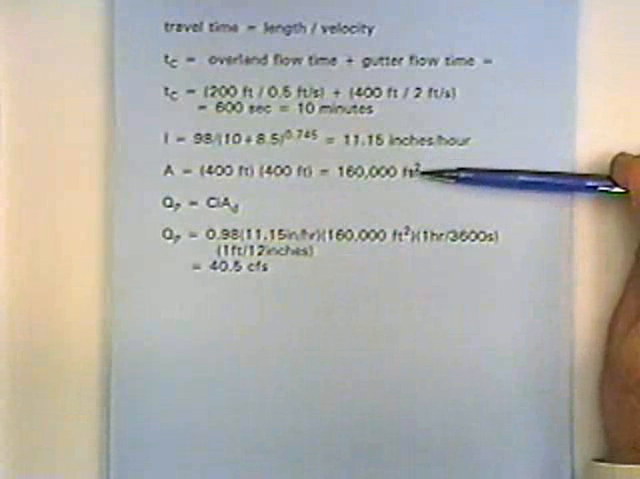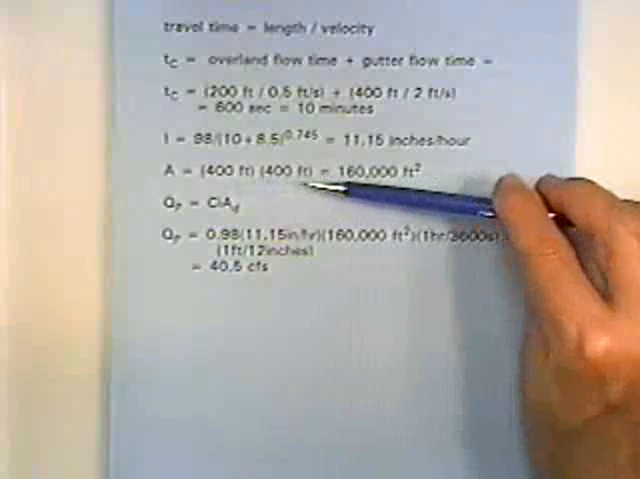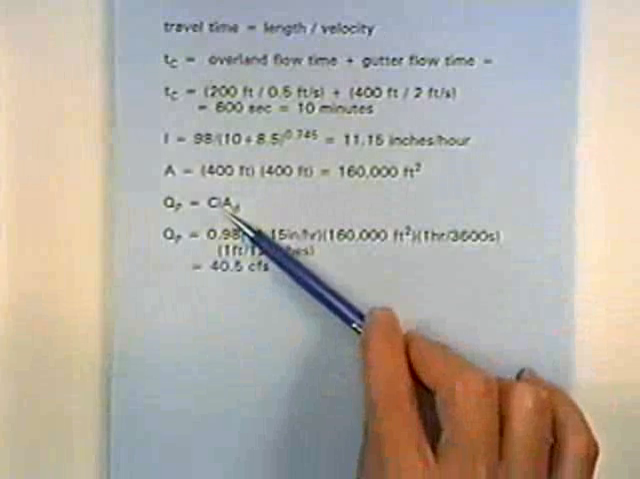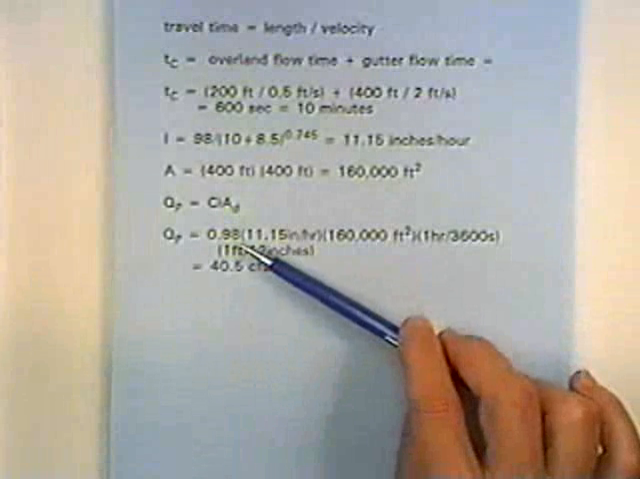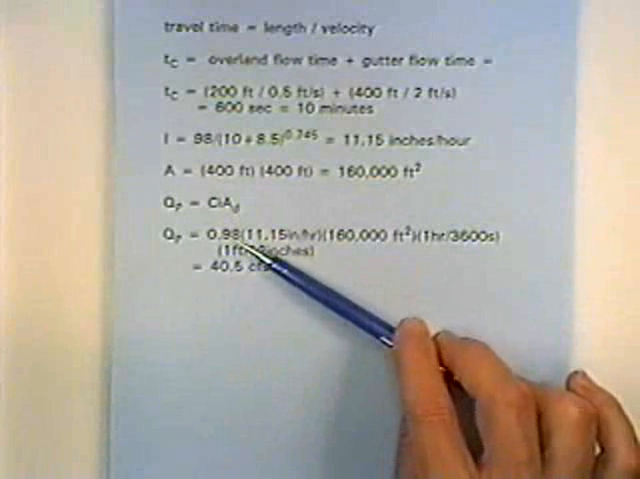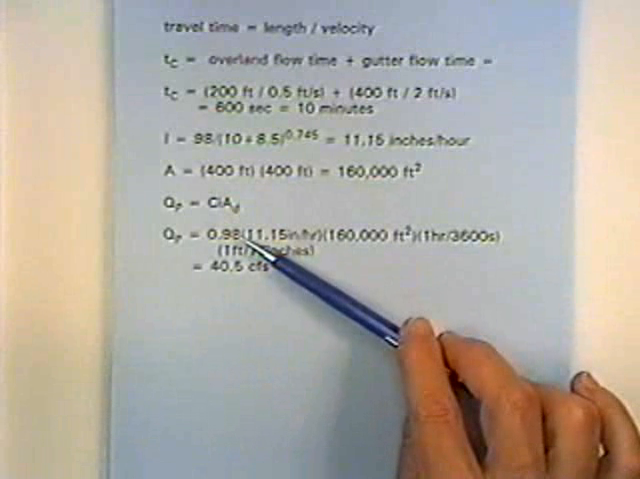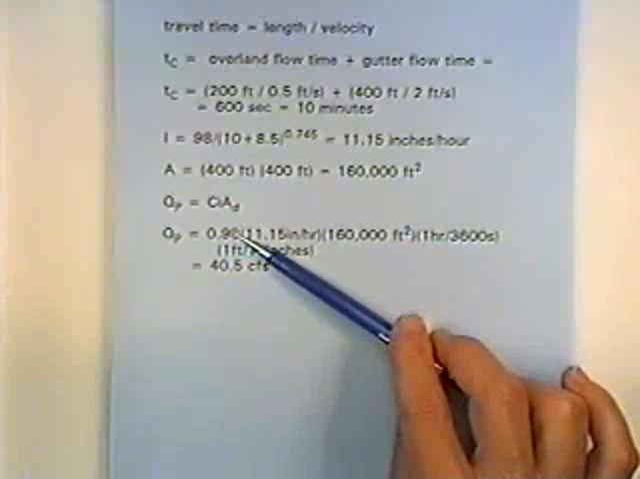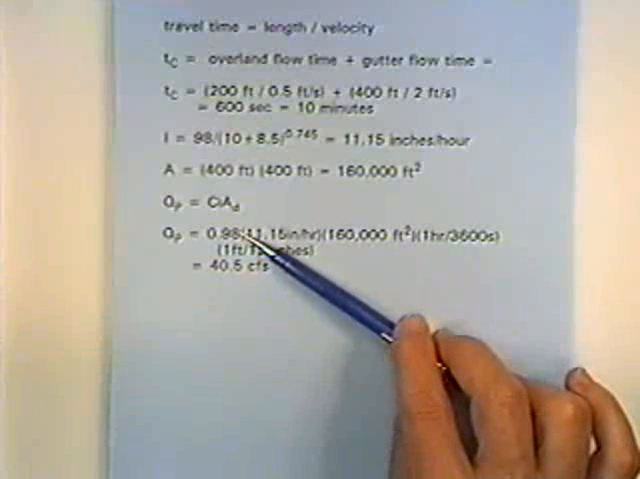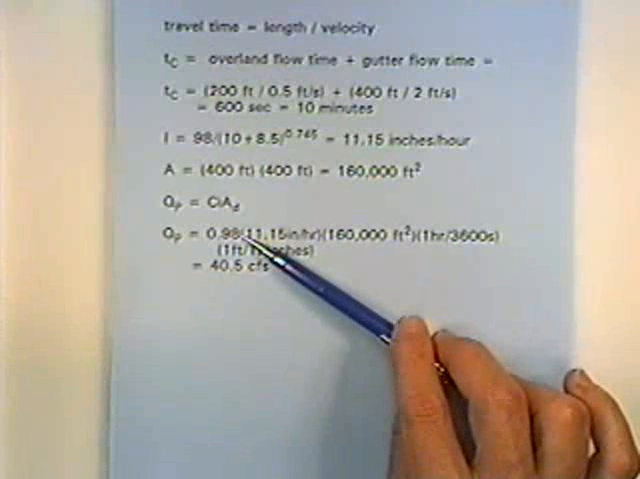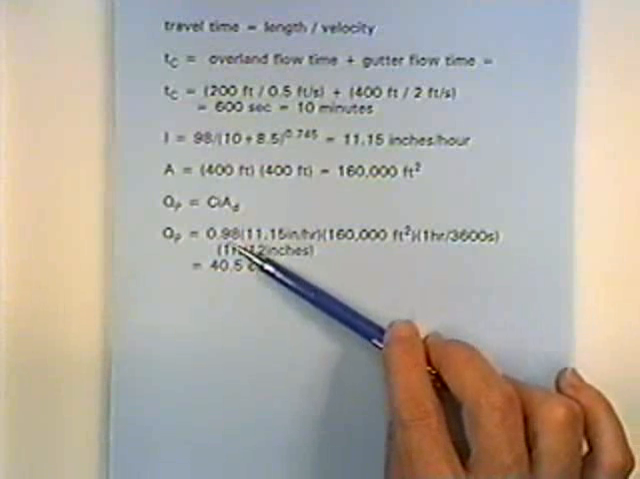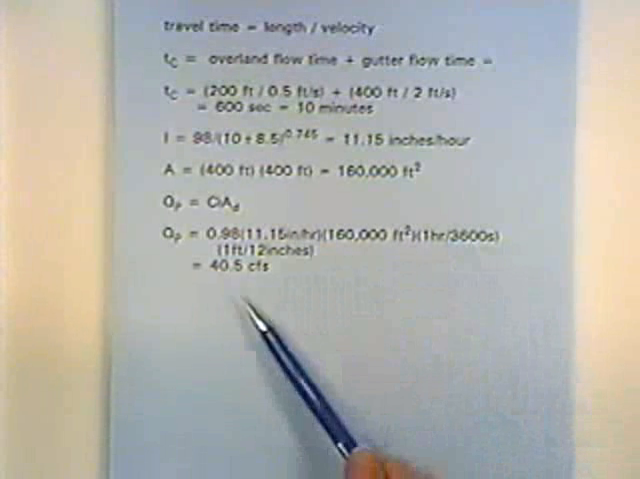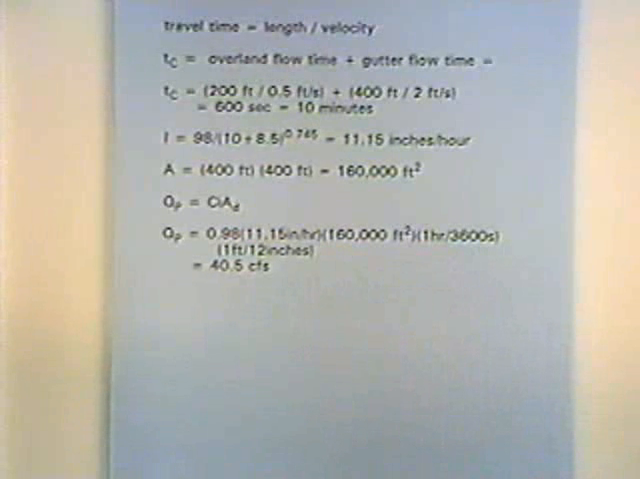We need the watershed area. If you look at your diagram, the parking lot is 400 foot by 400 foot, so that gives us a watershed area. We'll plug into this equation. I need to make an estimate for the runoff coefficient. Most of the water is going to run off, so I'm going to give it a number real close to 1. I'm going to be conservative. In the Civil Engineering Reference Manual, I think they probably had numbers maybe 0.95. I'm going to be a little bit more conservative and use a 0.98. Plug in the numbers, I get 40.5 cubic feet per second.